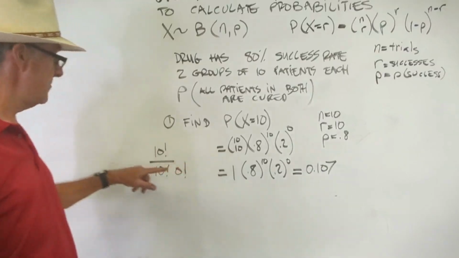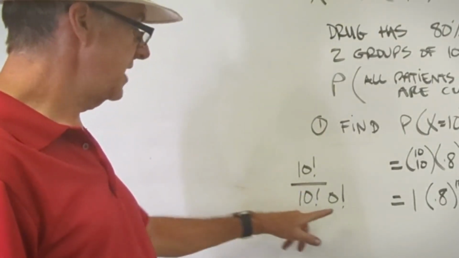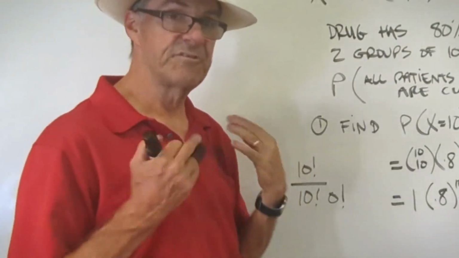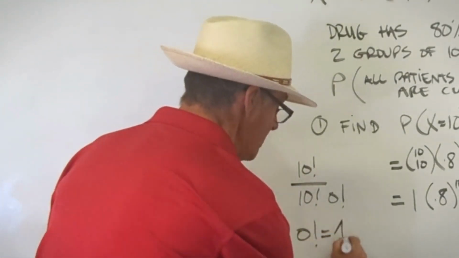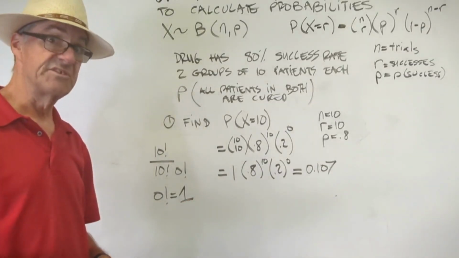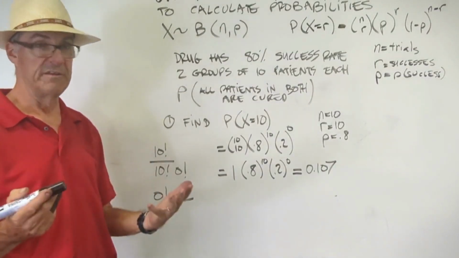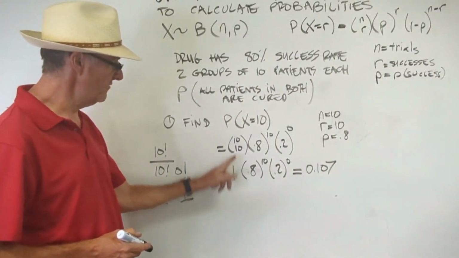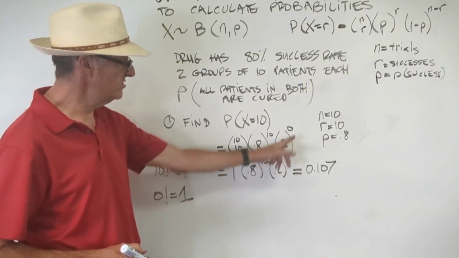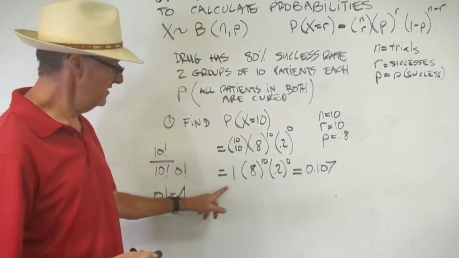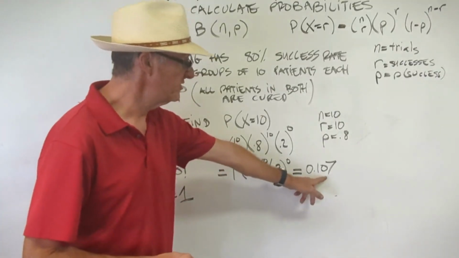Let's take a look at that combinatorics-wise. This is 10 factorial over 10 factorial times 0 factorial. You have to remember that 0 factorial equals 1. Don't let that make you think it's 0. It's 1. So 10 factorial over 10 factorial is just 1. So check this out. There's my 10 over 10 combinatorics. That's 1. And then I have 0.8 to the 10th, 0.2 to the 0. Crunch those numbers. This thing is really just 0.8 to the 10th power, and that's 0.107.